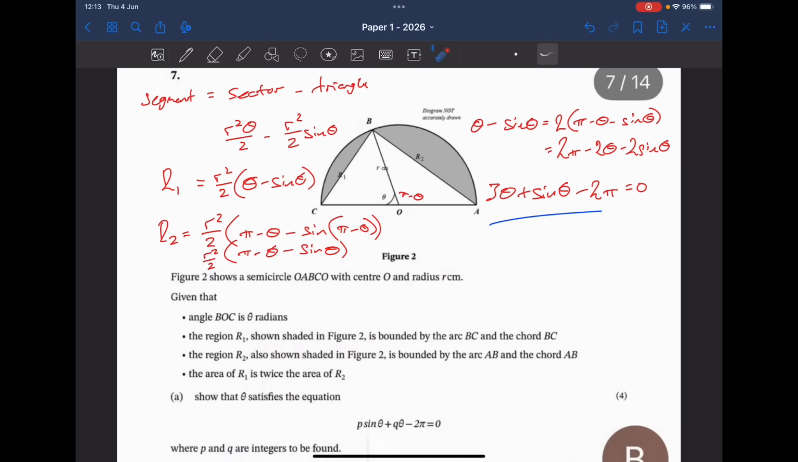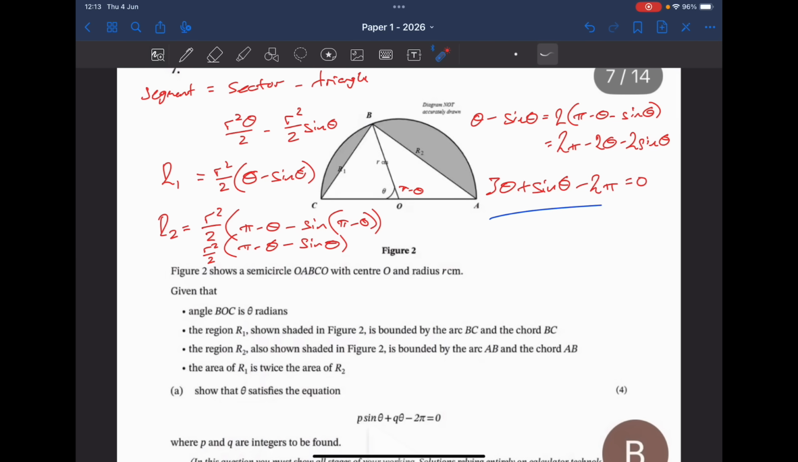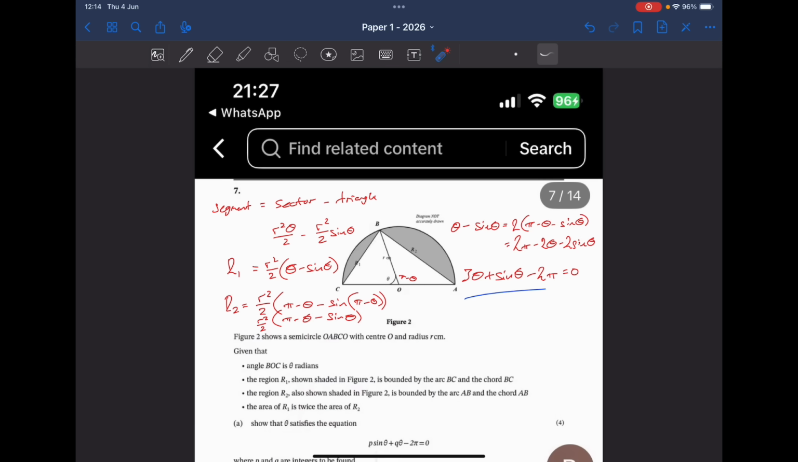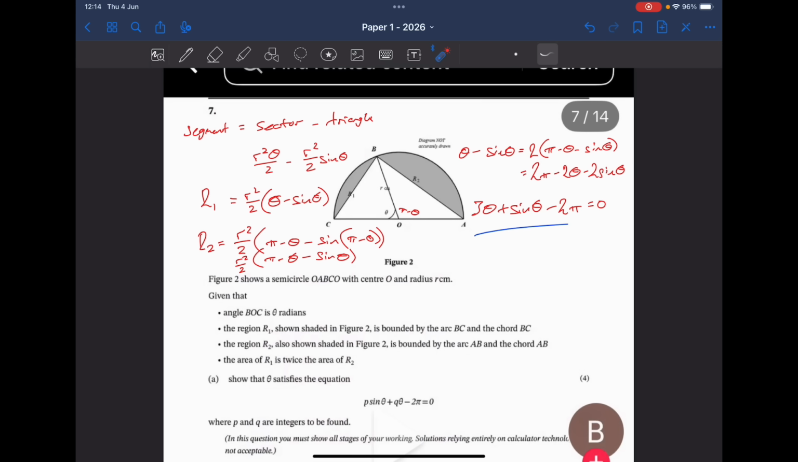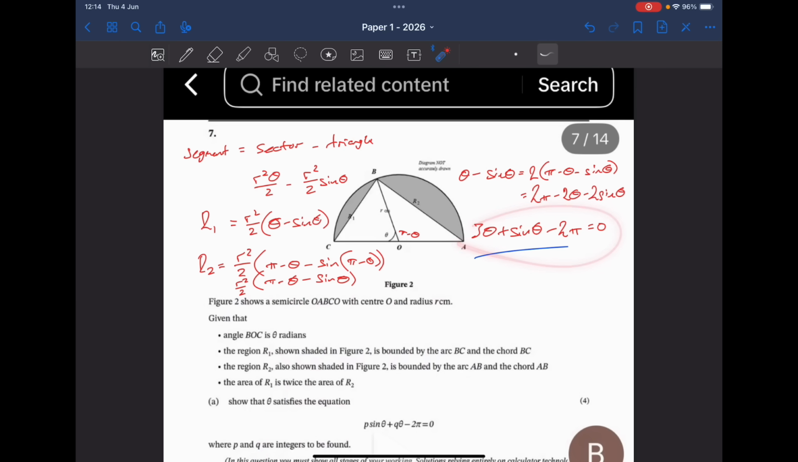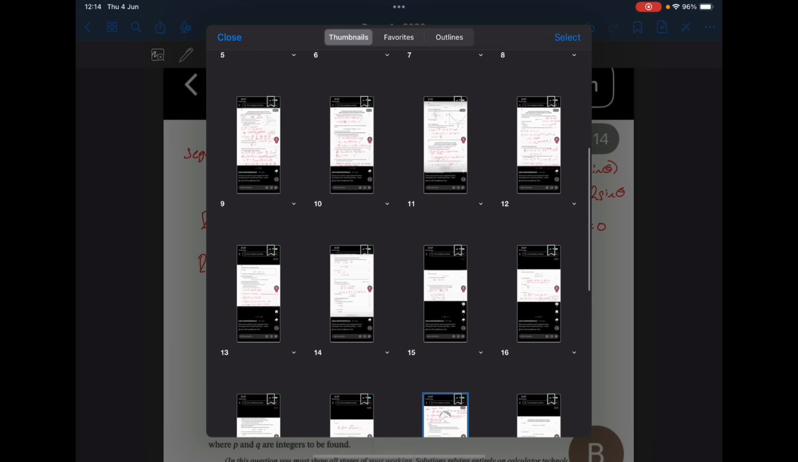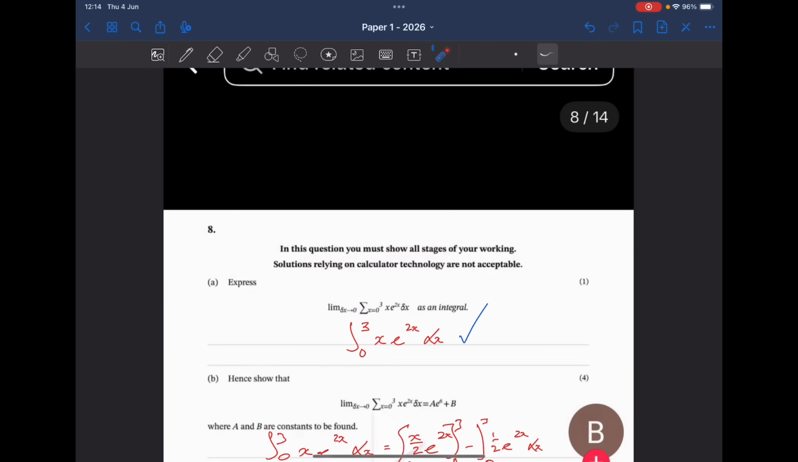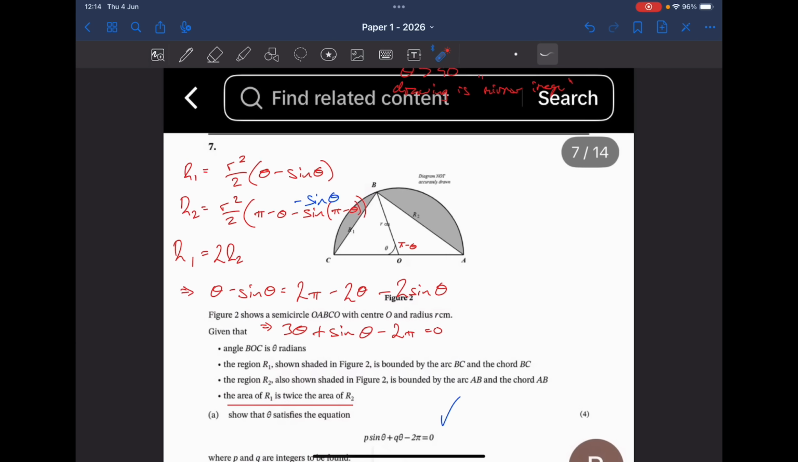Let me double check it's the same as I had yesterday. Question 7. Is this question 7? I think I've labeled things wrong on my page. Where's this gone? I suppose it's to show that I didn't write it down. But I will double check that it is the same as I got yesterday. It'll be in here somewhere, won't it? Is that it? This one. 3 theta plus sine theta minus 2 pi.